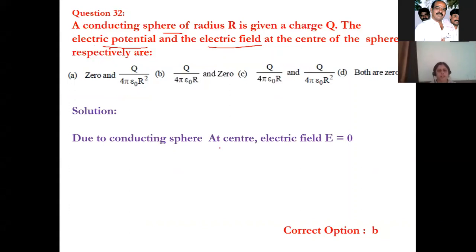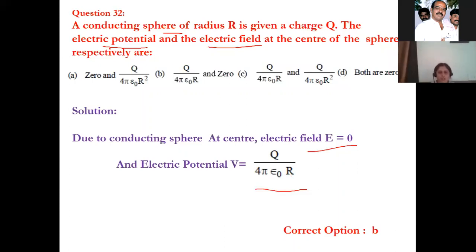You know that for a conducting sphere, at the center, electric field is 0. And the electric potential is given by the formula Q by 4 pi epsilon naught R. Right? So now which is first given there? See, which is 0 and this 0, which is the correct option here? Here R square is there, so that is not the option. Here too, both are not 0, so this is not the option. Both are 0, that is also not the option. So this is the correct option. Q by 4 pi epsilon naught R, that is the first one. Electric potential and electric field 0, that is the second one.